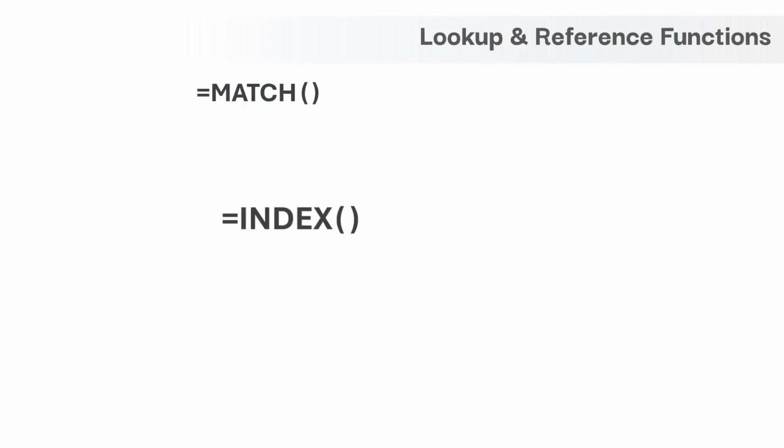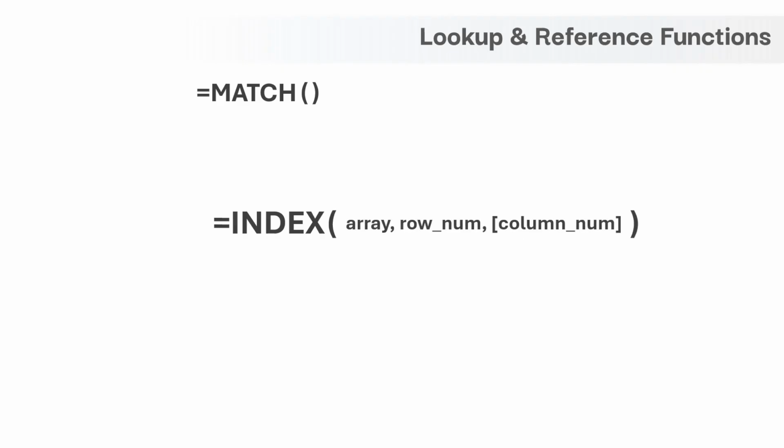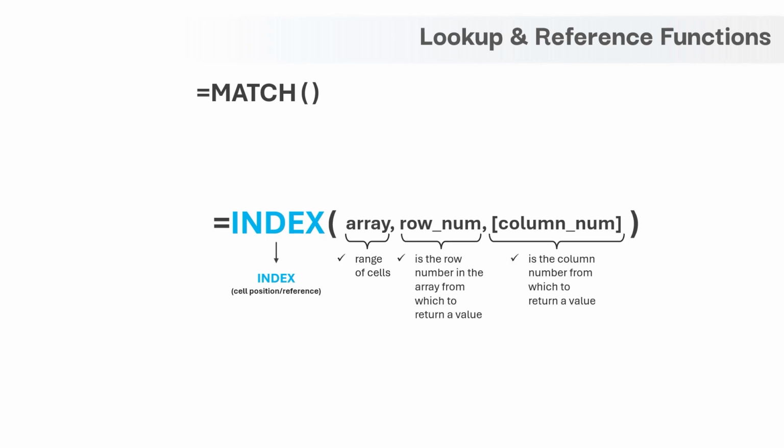Next is the index function, and even this has three arguments. Let's try to break it down. The function name index refers to the value at certain cell position or cell reference. The first argument is array, and it is the range of cells. Row num and column num are row number and column numbers from which the value needs to be returned.